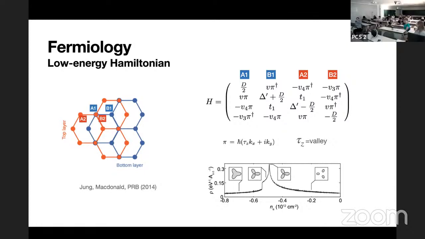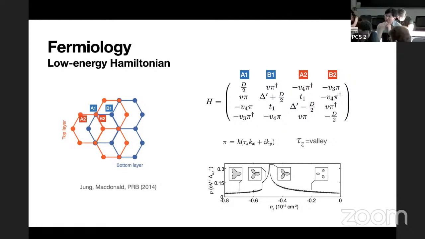So do you think about the F-wave superconductor, not the P-wave, the higher order superconductor? Right.